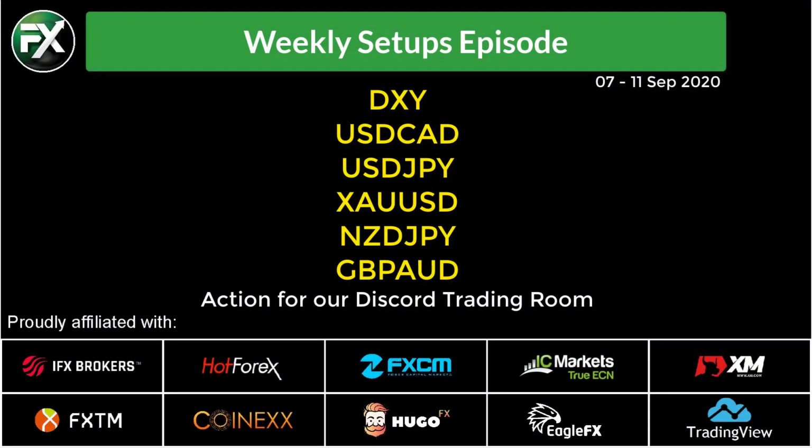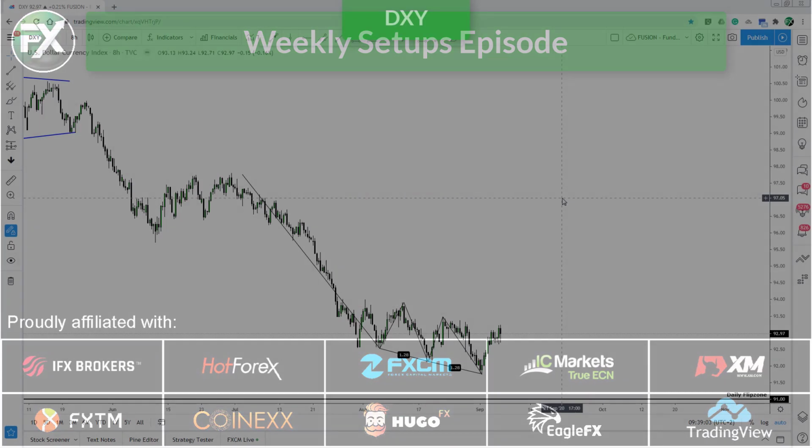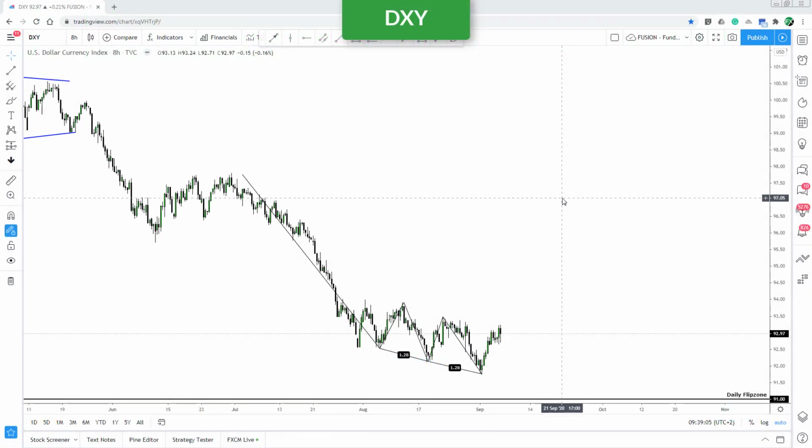Today's episode, we take a look at the dollar again with setups on USD CAD, USD JPY, and gold. We also have setups on New Zealand dollar JPY and pound Aussie dollar. As always, we also take a look at some of the best trades from our Discord trading room. Enjoy. Welcome guys to another weekly market review.